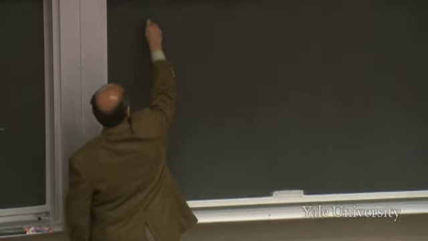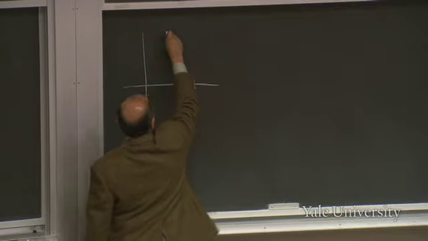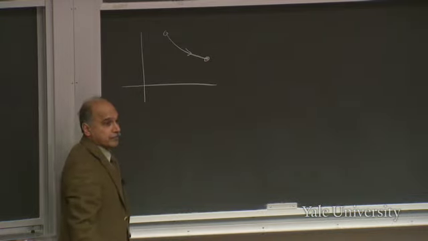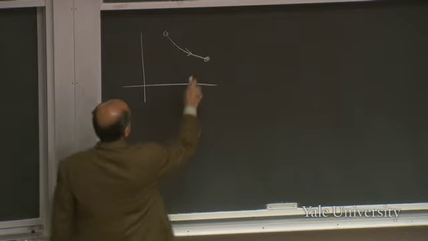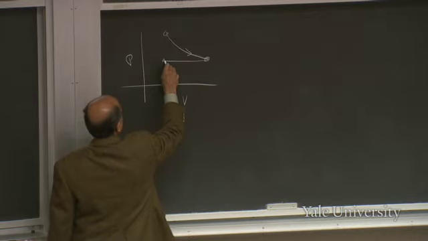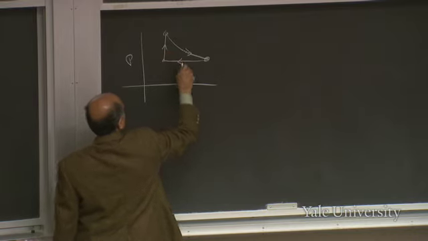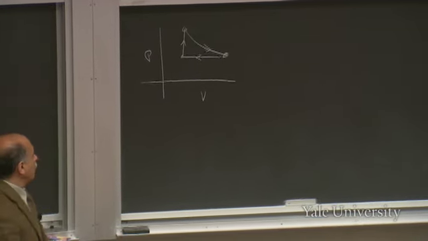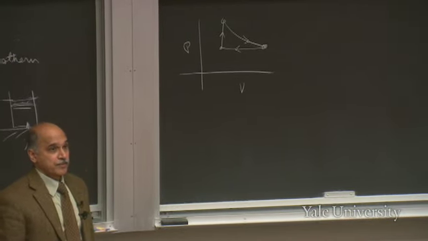Let's take the following process. I start here. I go on an isothermal here. Then I go backwards at constant pressure till I'm right below this point. Then I go straight up. You can ask, what is the work done in this process?